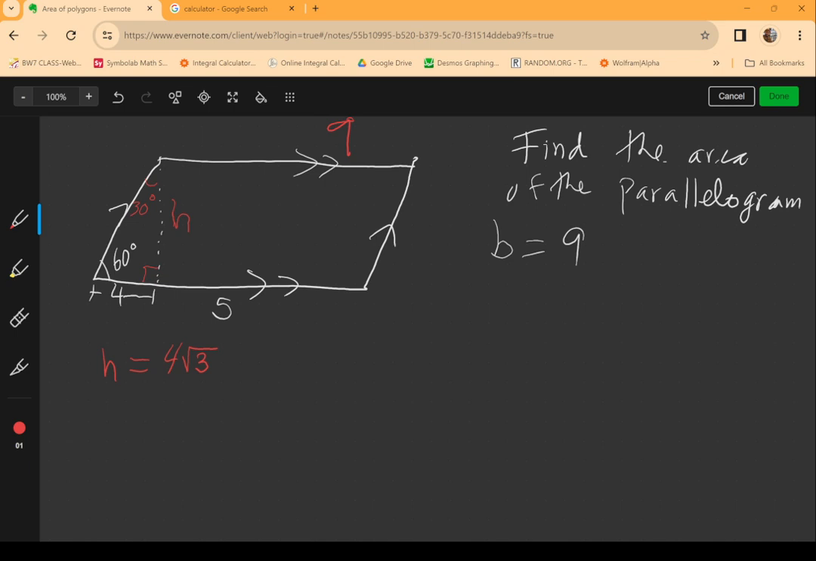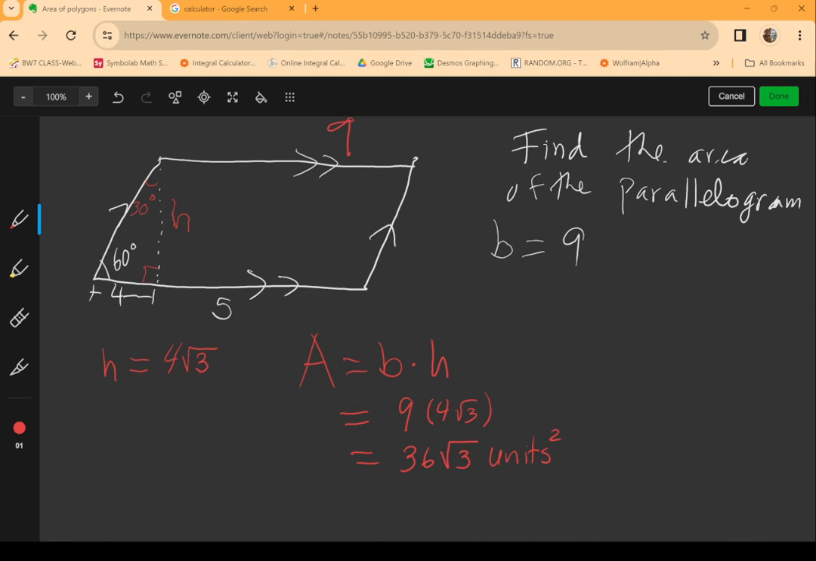The area formula for a parallelogram is base times height, which turns out to be 9 times 4 root 3, which equals 36 root 3. Okay, and then this will be units squared, whatever those units happen to be. All right, don't worry about simplifying that root 3. I'm looking for exact values, unless specified otherwise, so you can leave it like that.